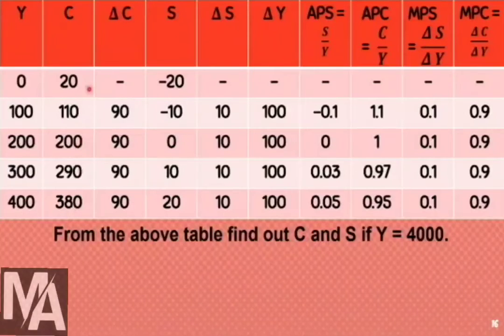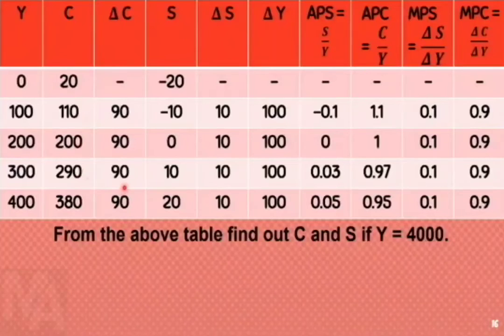So now we have to find out, first of all, delta C. So delta C is nothing but the change in consumption at every level. First we have no previous level, so that's why there is infinite here. From 20 to 110, the difference is 90. From 110 to 200, the difference is 90. From 200 to 290, the difference is 90. And from 290 to 380, the difference is 90. So we have got this entire column complete here. Delta C is 90 at every level. Consumption is increasing by 90 units at every level.